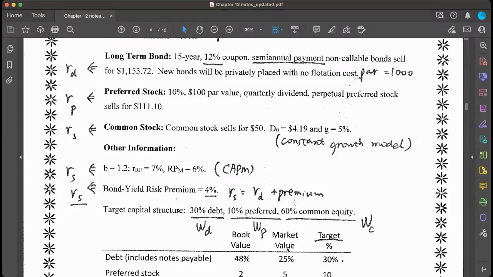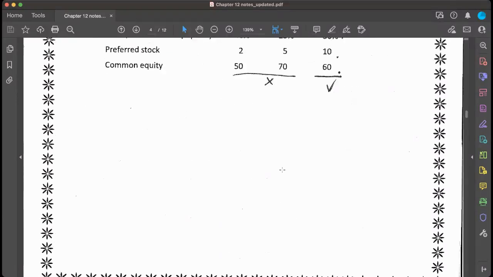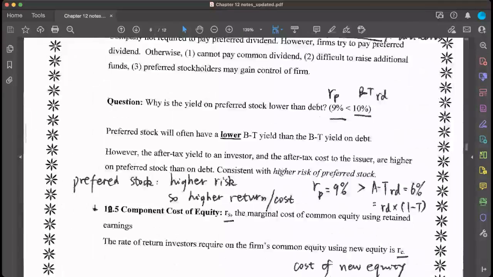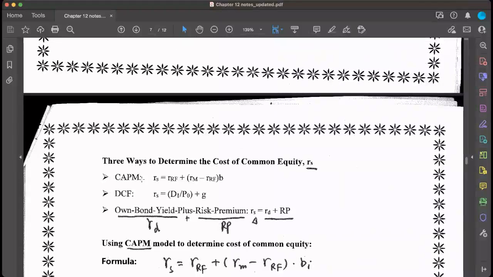I will end this video here. Please try to use the information given by the question and these three models to calculate RS. Once you figure out the answer, you can go to the next video to see the solutions.